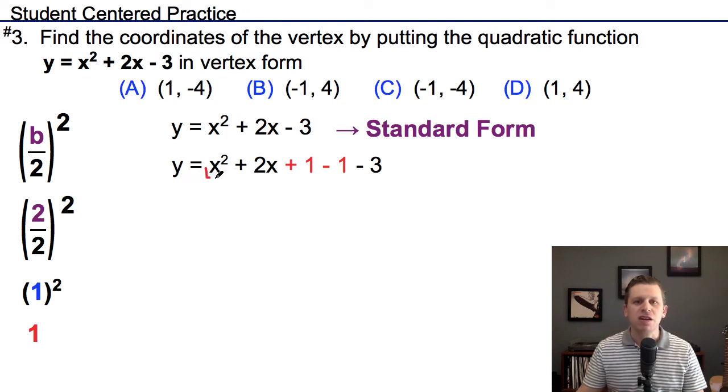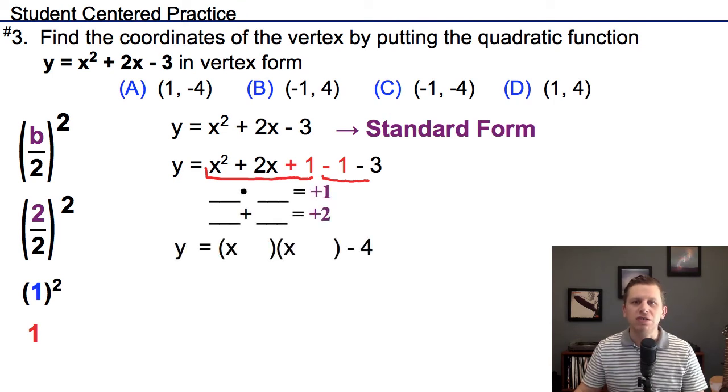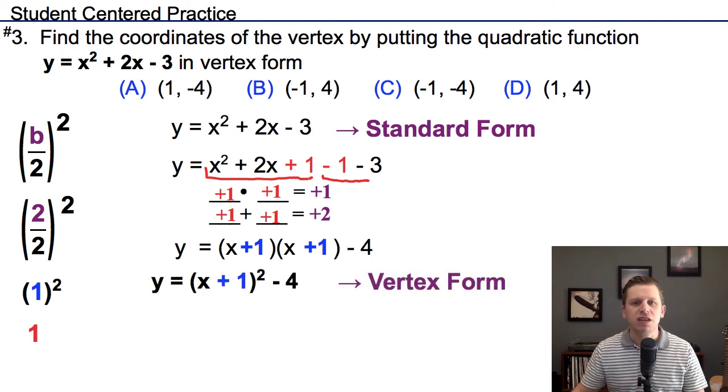We should add and subtract 1 from this function so that we have a perfect square trinomial. This first part here is a perfect square trinomial. The last two values we can just combine as a constant. -1 minus 3 is -4, and when we factor this trinomial, we need two numbers that multiply to 1 and add to 2. Those two numbers are both +1, which you may have guessed because that was half the b value. Placing +1 and +1 in the blanks, we can change this into vertex form.